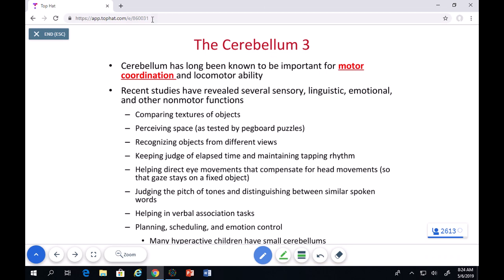We also use our cerebellum for other things as well. We use it to compare textures of objects. We use our cerebellum to focus on linguistic control. When we think of linguistic control in particular, there's a lot of motor movement associated with speech and communication. Think of your tongue, your lips, your eyes. There's a lot of regulation of that motor control.